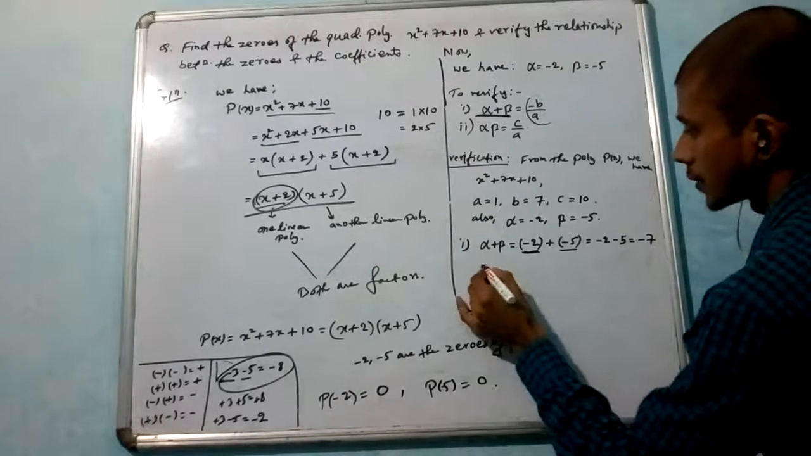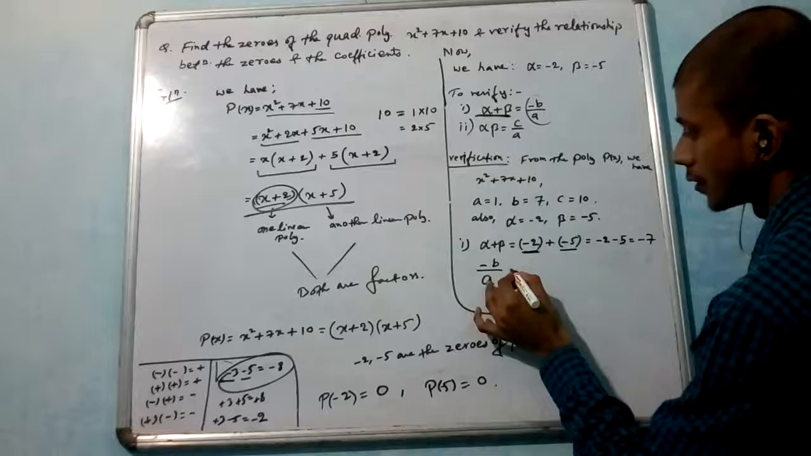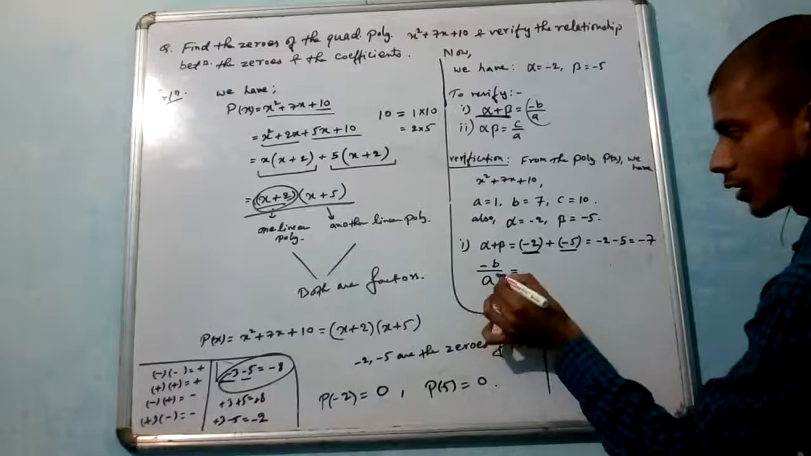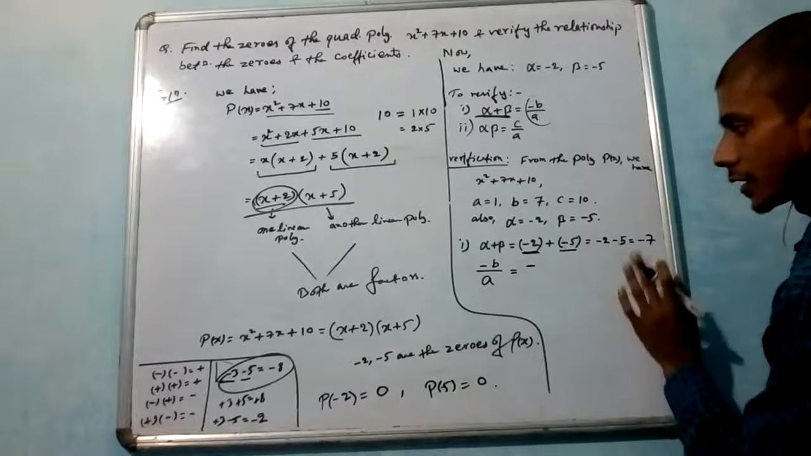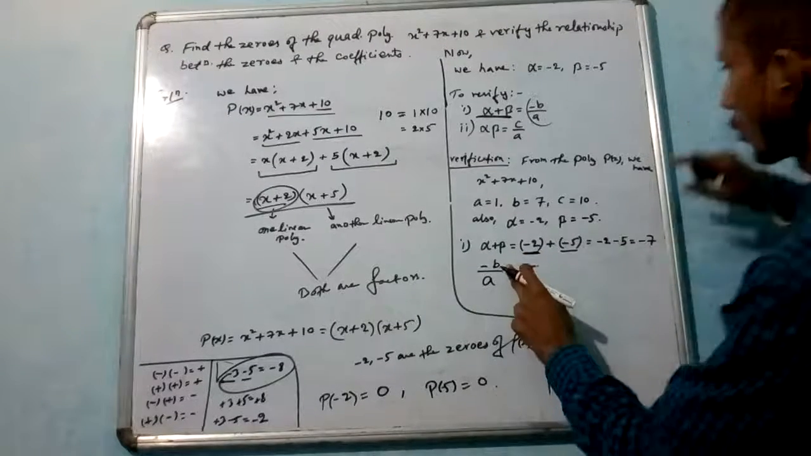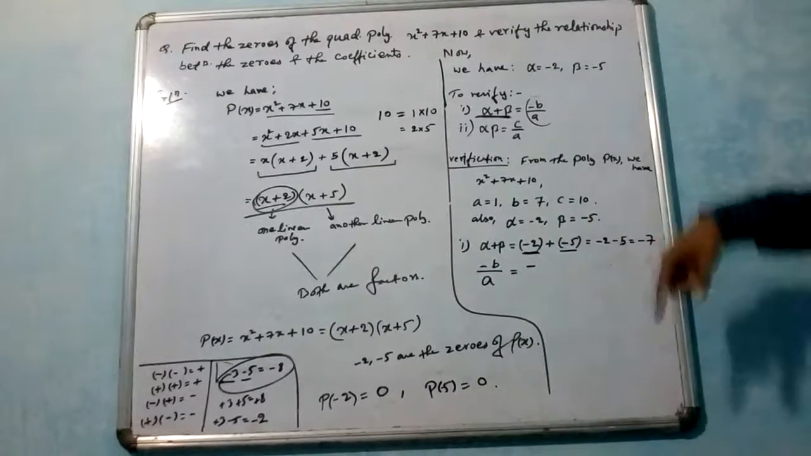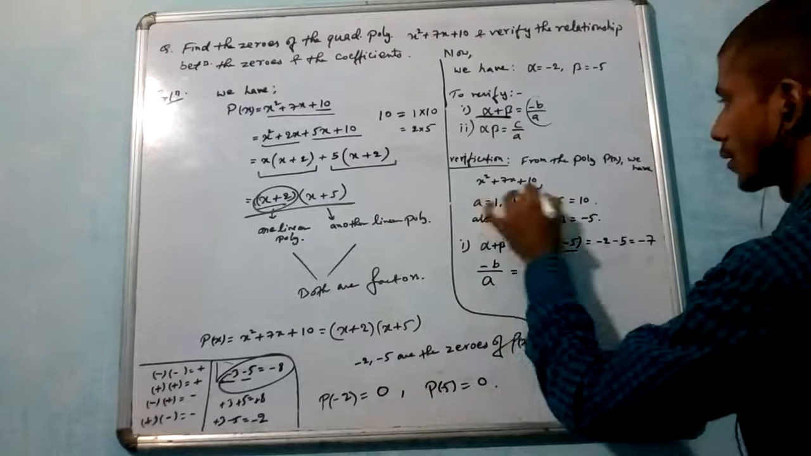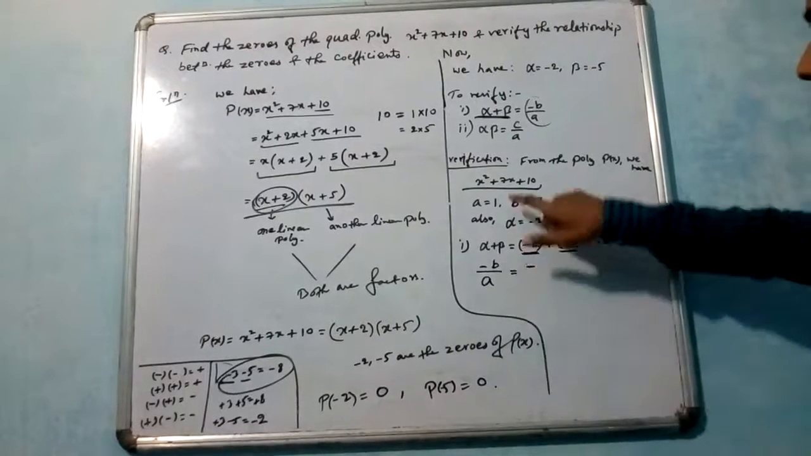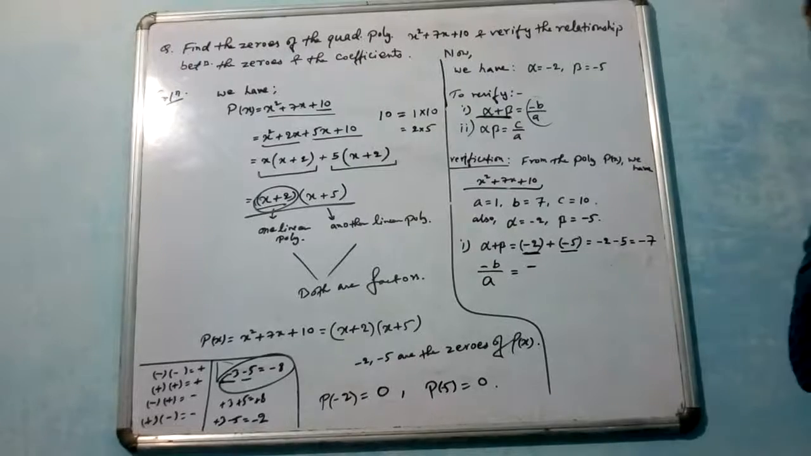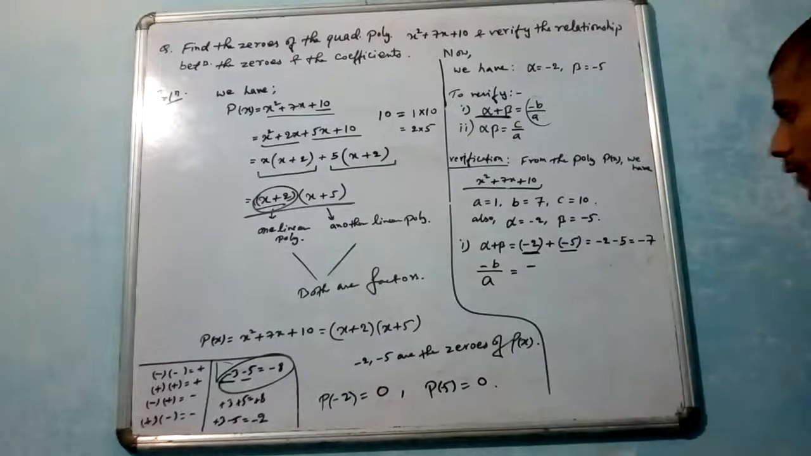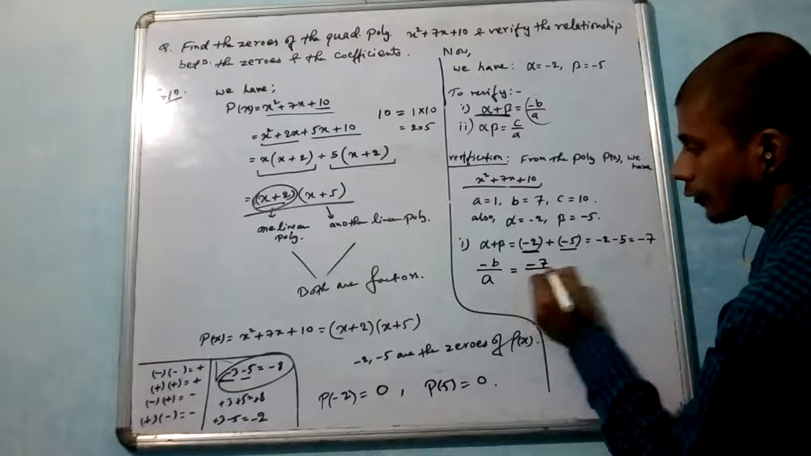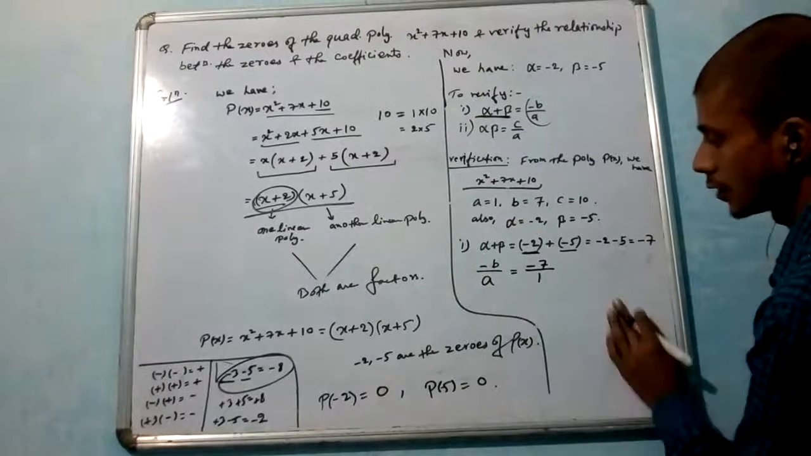Let us see. So minus is in the formula, okay? Don't get confused. In the formula it is minus, so write here minus. Now check what is b in the polynomial. Here is the polynomial. What is b? So b is 7. And what is a? A is 1. So minus 7 by 1, isn't it minus 7?